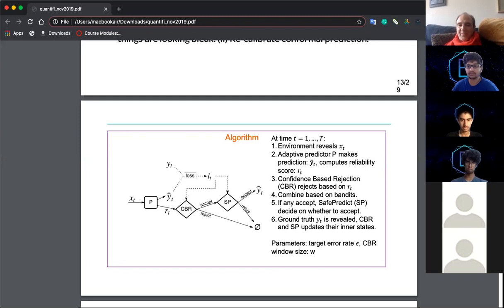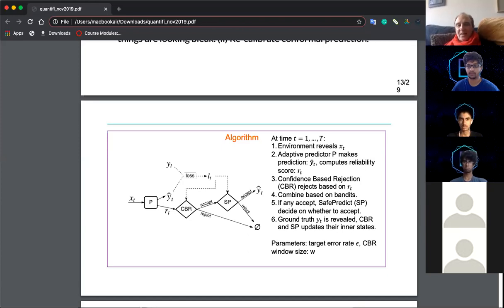So what is SafePredict doing? SafePredict is doing everything to the right of P, P being the predictor. It's first saying, okay, we're going to use conformal prediction, which we didn't invent, but we've incorporated into SafePredict. Conformal prediction says, when do I accept the prediction? It doesn't say how to predict, it just says when to accept the prediction. And I'm going to do that based on a confidence measure of P.